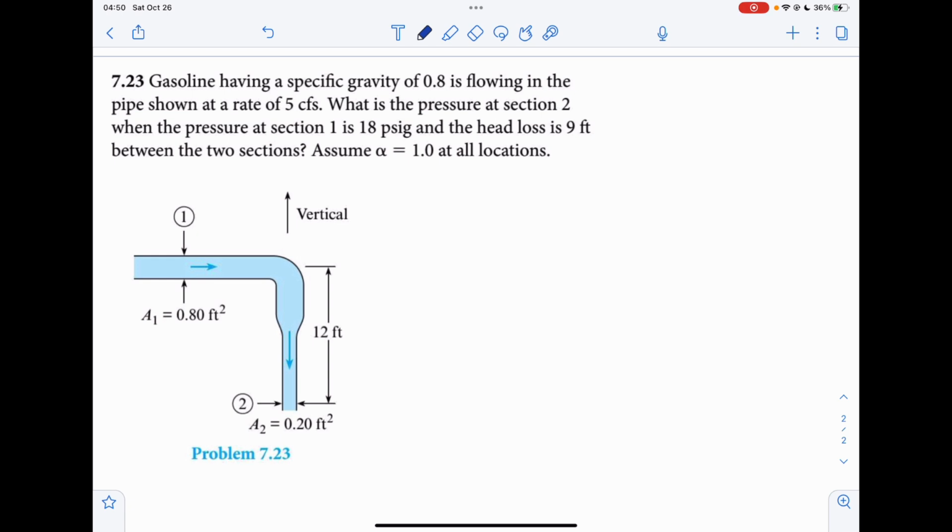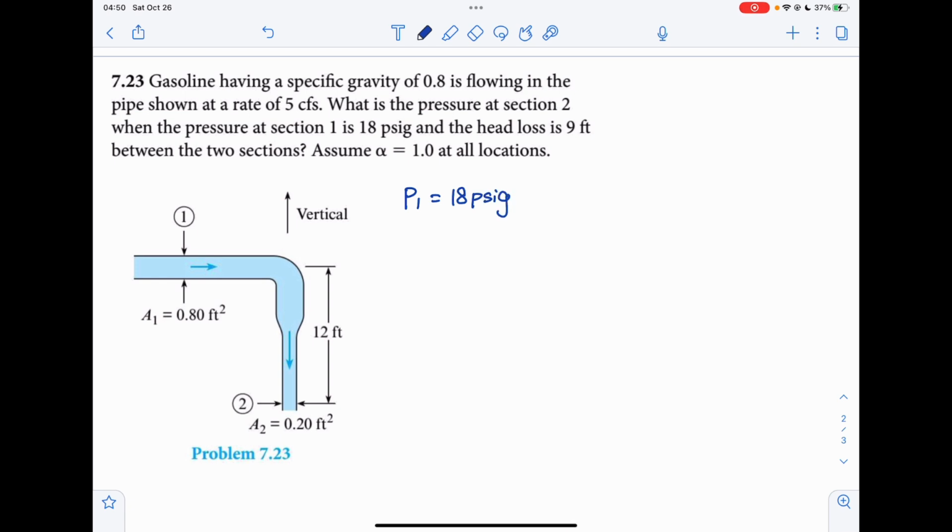For this problem, the first thing we're going to do is convert the units, because the pressure given here, P1, is 18 psig, which is in inches.